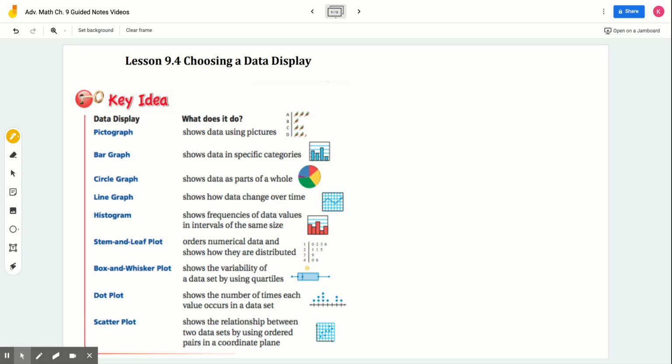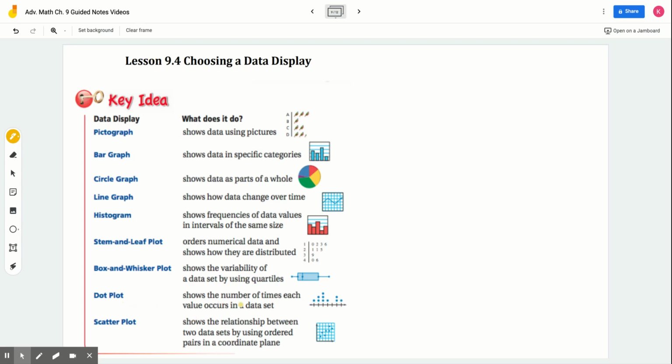So if you don't recall a stem and leaf plot, this is like we'd have data values of 10, 12, 13, and 16. This is the tens place and this is the ones place. And that's how we can organize our data in a stem and leaf plot. A box and whisker plot shows the variability of data by using set quartiles. So remember we talked about these in chapter 15, I believe it was, using quartile 1, quartile 3, and the median.